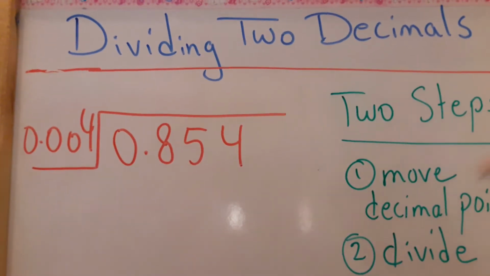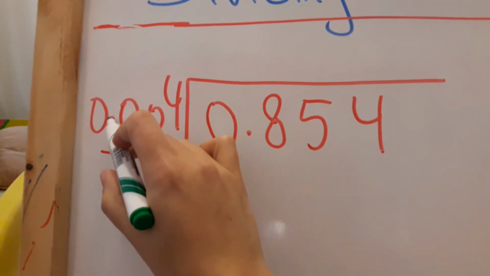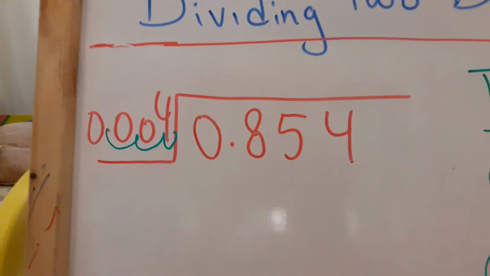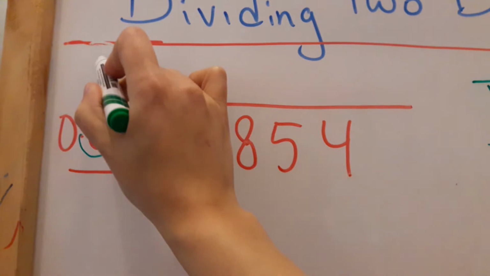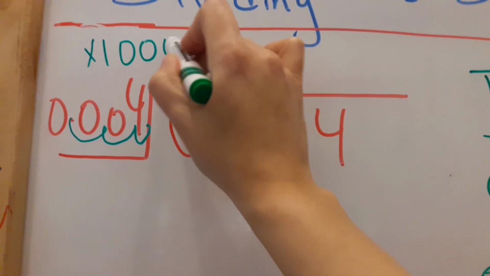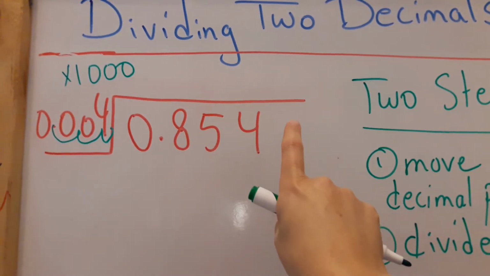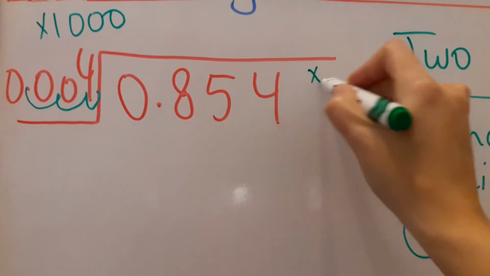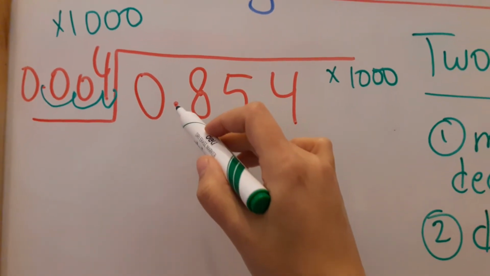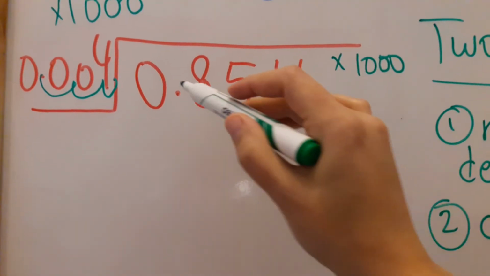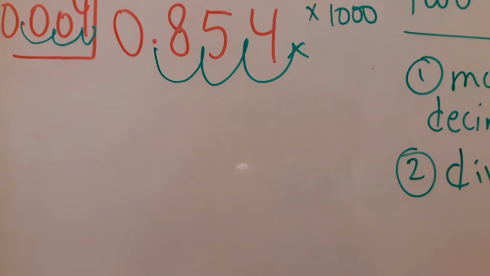Again, so over here, I should be multiplying by what? Let's move the decimal point. 1, 2, 3 places. 3 places means 3 zeros. 3 zeros mean 1,000. So over here, times 1,000. Again, since I multiplied over here by 1,000, I should be multiplying the dividend by 1,000. So over here, times 1,000. So we're going to move it how many places? 3 places, because I have 3 zeros. I have 1, 2, 3. So the decimal point is over here.